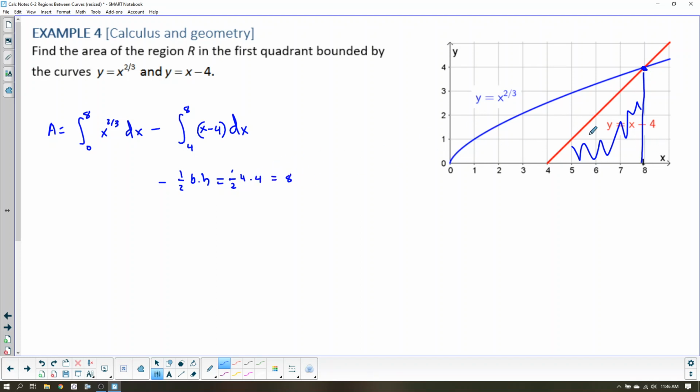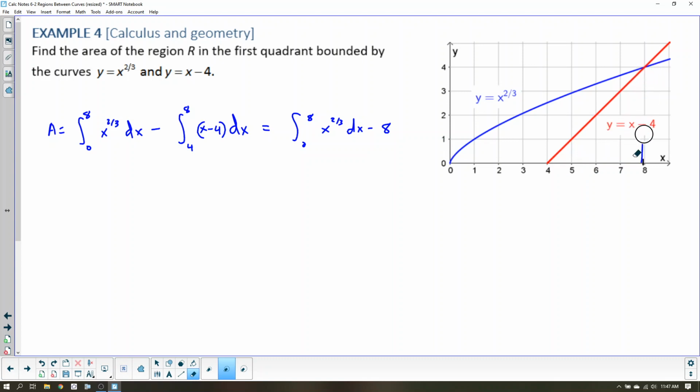So that whole little triangle there is just 8. So really we could do just the first integral minus 8. And that will give us the area. Okay, the other approach would be to, again, go back and integrate with respect to y. This is probably the easiest on this one, but it's still good to see the multiple approaches.